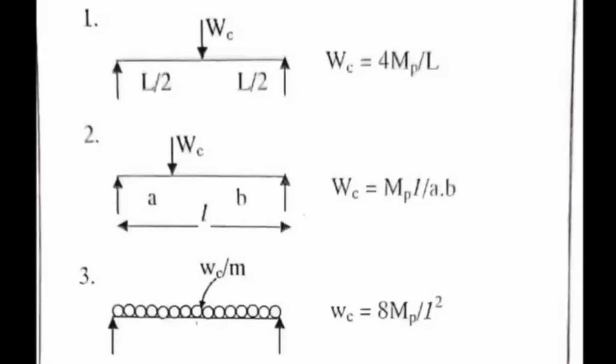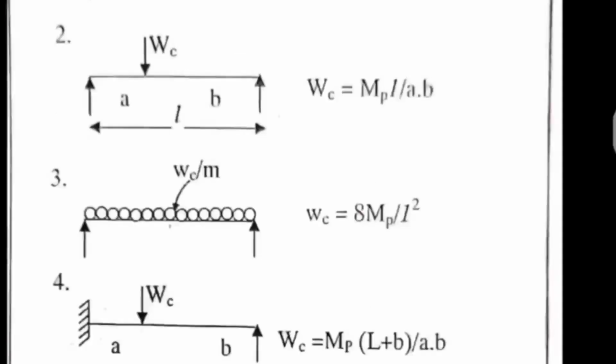And in the second case, simply supported with the load at a distance of A from the left end, it is MP L by A into B. Simply supported with UDL, it's 8 MP by L square. And propped cantilever with the load at a distance, it is MP L plus B by A into B.